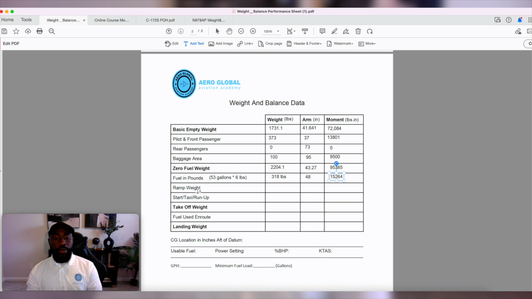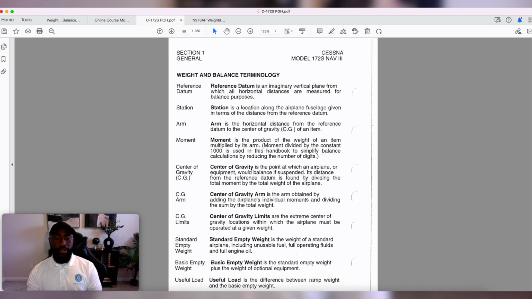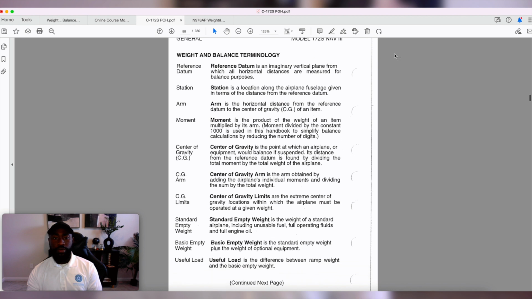So the next thing is the ramp weight. So what is the ramp weight? This is why it's important to come to your POH again and review the weight and balance terms. I don't remember if I said this from the beginning, but you can come here and review the weight and balance terminology. That way you know what everything means.